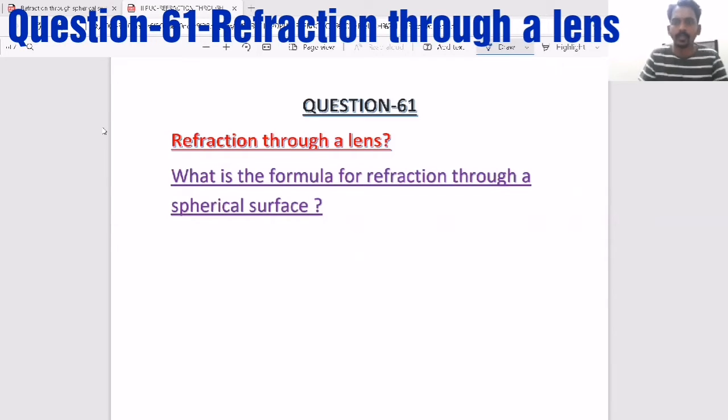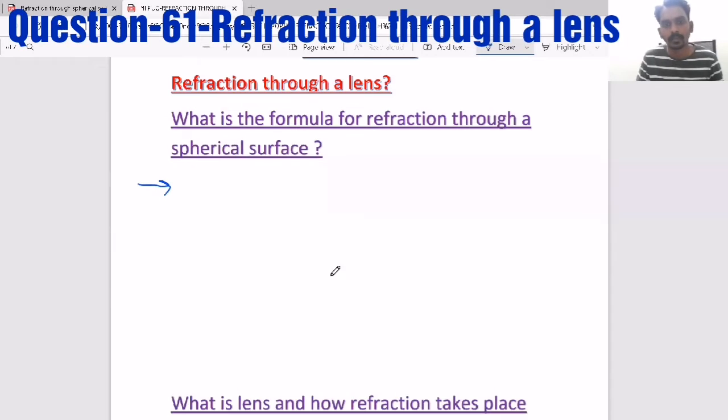Today we are going to study question number 61. It's all about refraction through a lens. So what is refraction through a lens? We need to understand. The very first thing to understand is what refraction through a spherical surface is and what the formula related to it is.